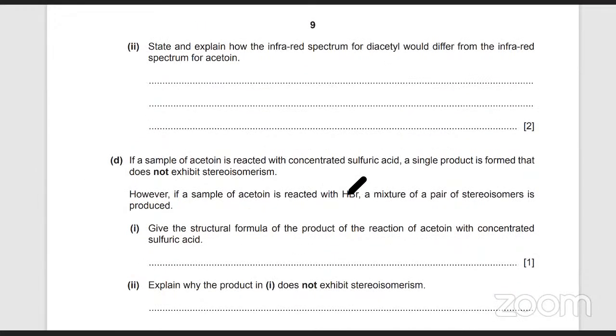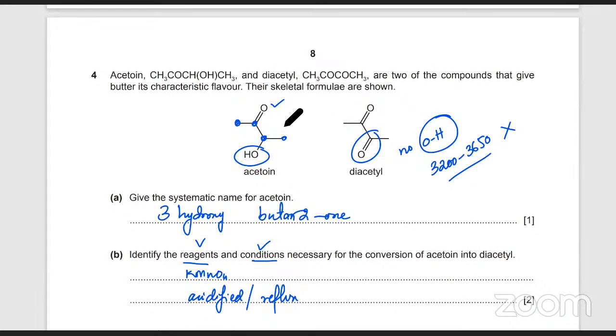Next one. A sample of acetoin is reacted with concentrated sulfuric acid. A single product is formed that does not exhibit stereoisomerism. However, if a sample of acetoin is reacted with HBr, a mixture of a pair of stereoisomers is produced. Give the structural formula of the product of the reaction of acetoin with concentrated sulfuric acid. So what's going to happen?